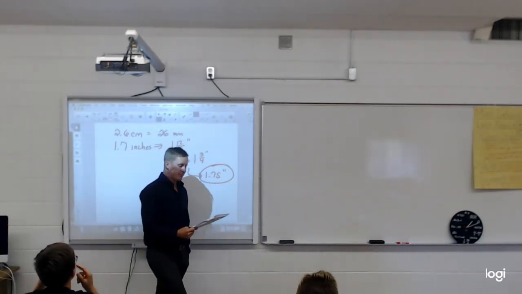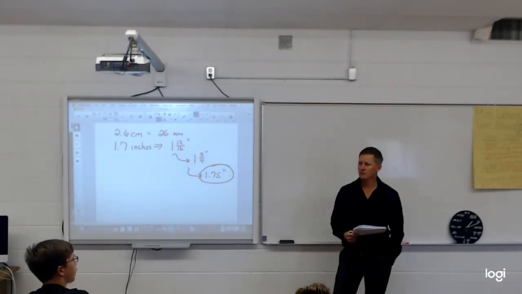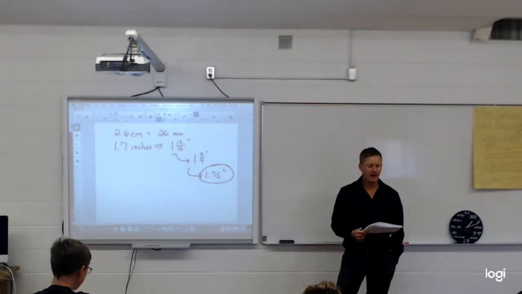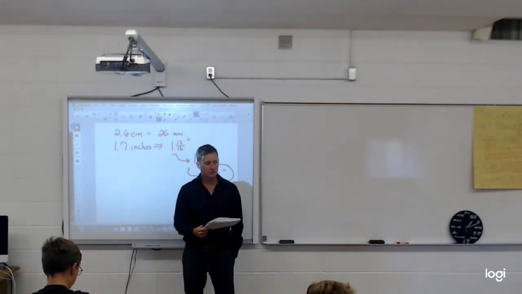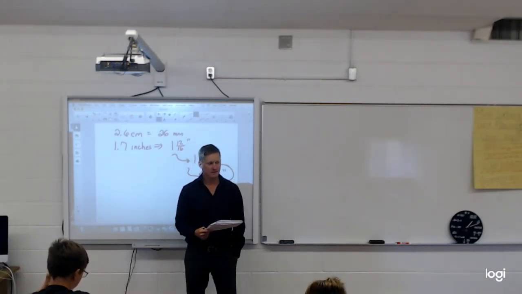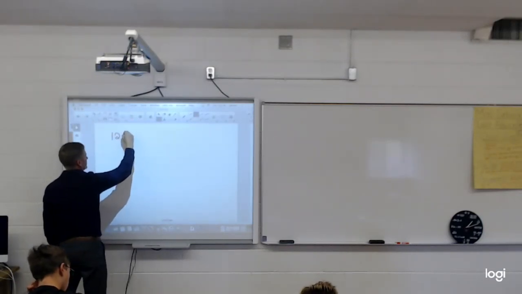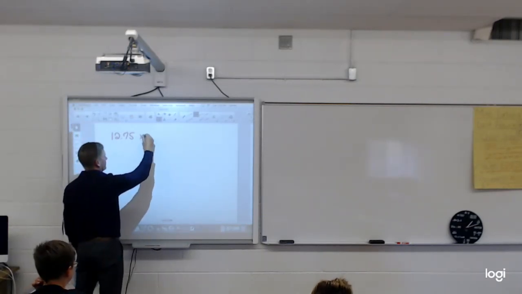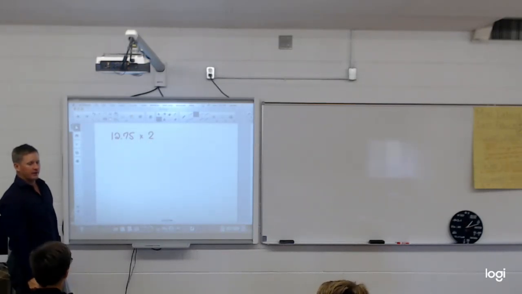So 20 centimeters divided by 2 is what? 10. 8.5 divided by 2 is 4.25. Good. 14 divided by 2. 7. 25 and a half divided by 2. 12.75. So if I times that by 2, that's not 25, it's 25.5. We're not using calculators right now, are we?